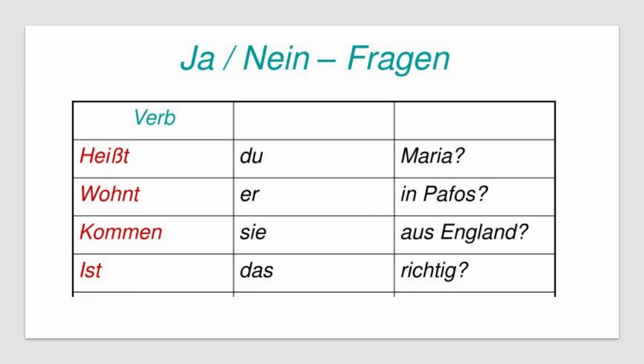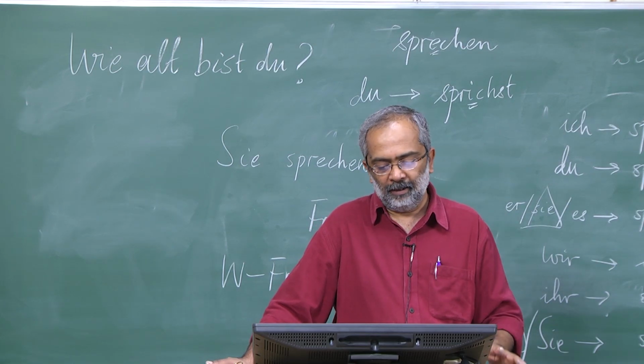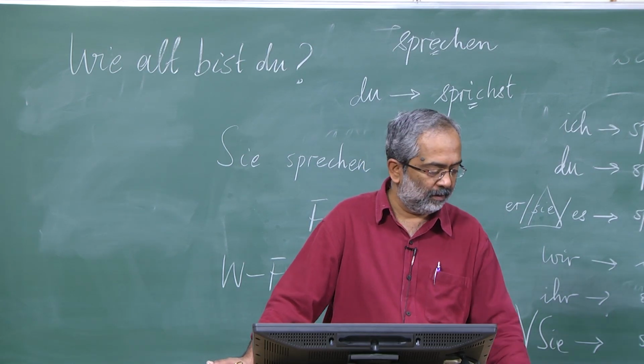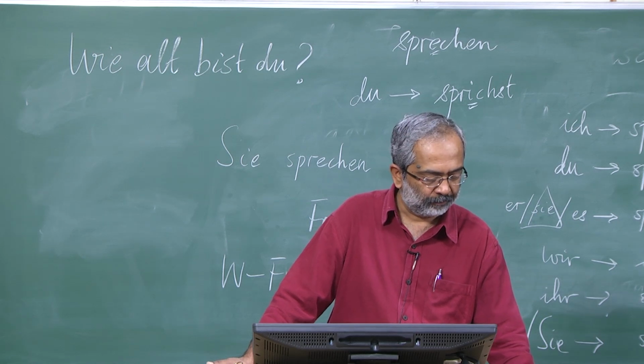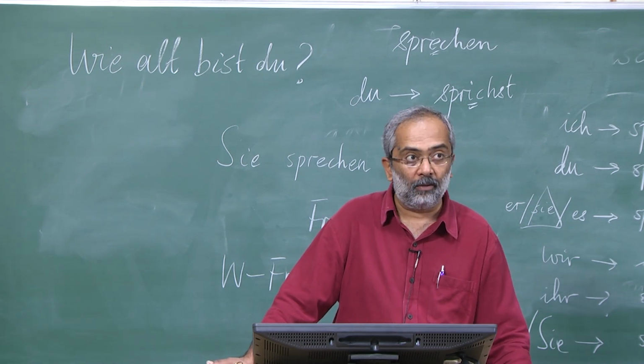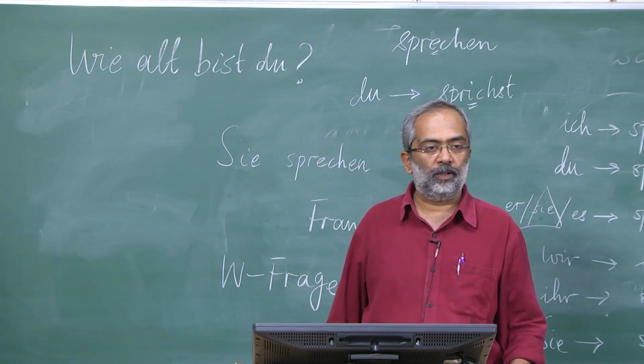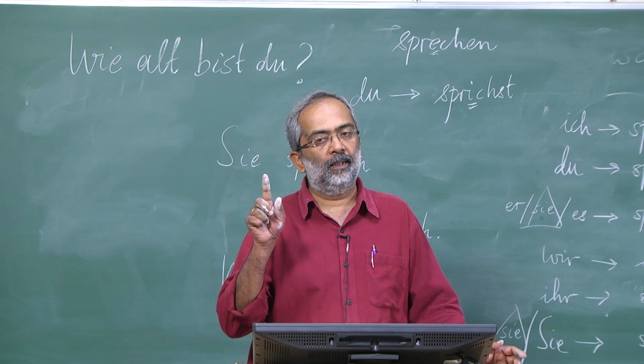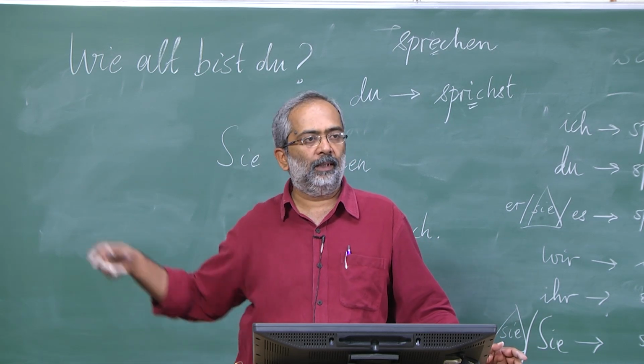Wohnt in Paphos? Wo ist Paphos? I have no clue where Paphos is, but wohnt in Paphos? Wohnt in Chennai? Nein, wohnt in Hyderabad. Kommen Sie aus England? Nein, ich komme aus Indien. Okay. Or ist das richtig? Richtig? Is that right? Is it correct? Ja, that's richtig. So, basic form of yes no question. And as you can easily make out, the reply to any of these questions would have to begin with either a ja or a nein. And then the rest of it can follow.